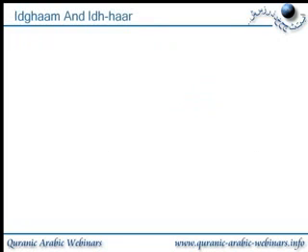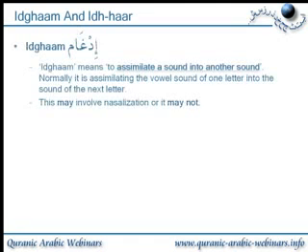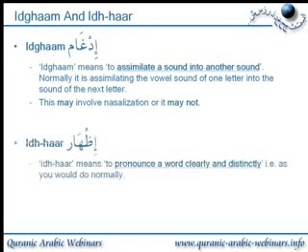The next 2 terms are Idghaam and Izhar. Idghaam means to assimilate a sound into another sound. Normally it is assimilating the vowel sound of one letter into the sound of the next letter. This may involve nasalization or it may not. That's just an introduction to the term itself, and we're going to go through all of these with examples to explain this. Izhar means to pronounce a word clearly and distinctly as you would normally do.